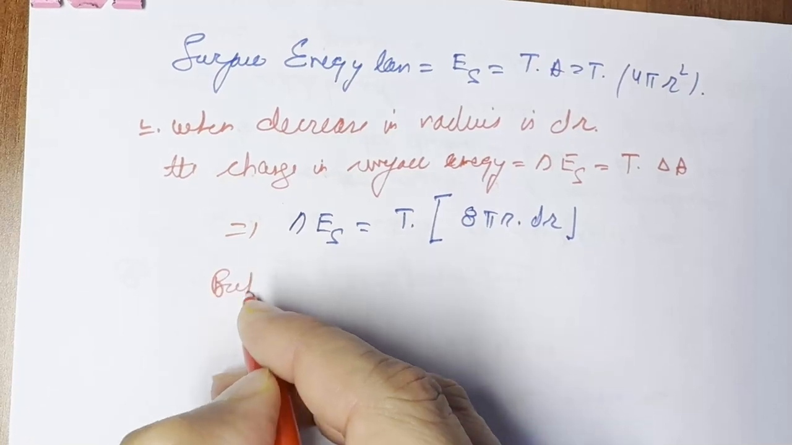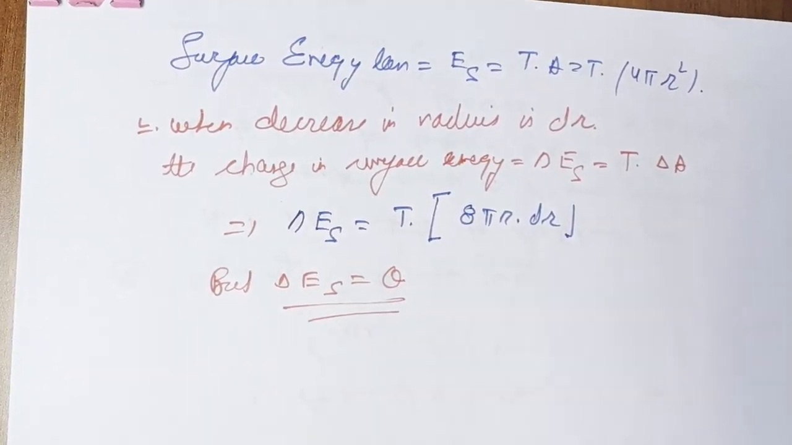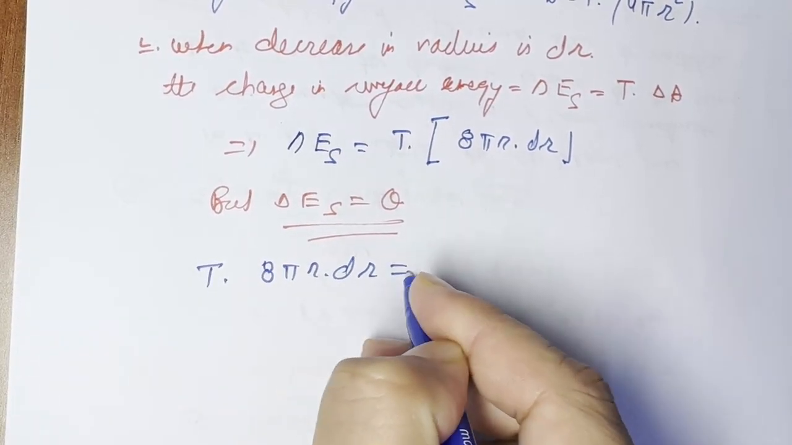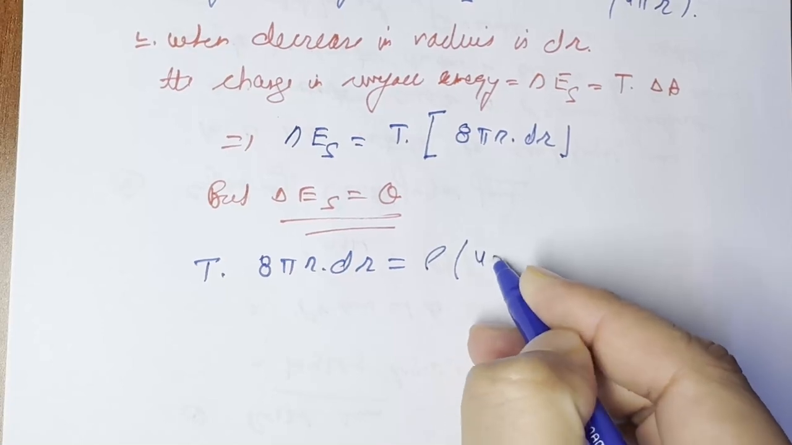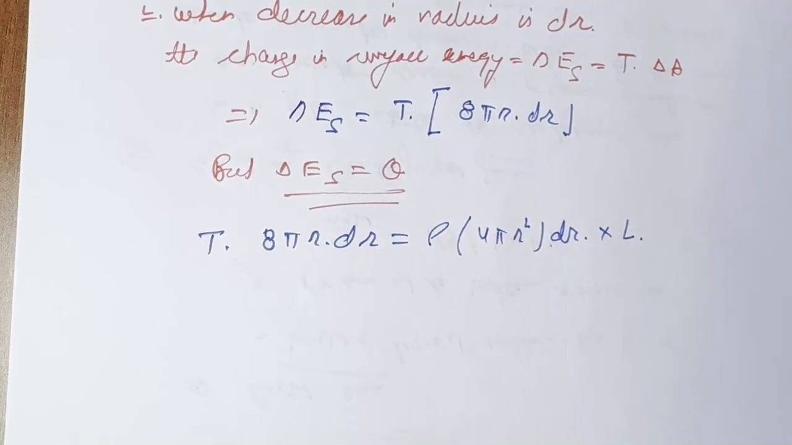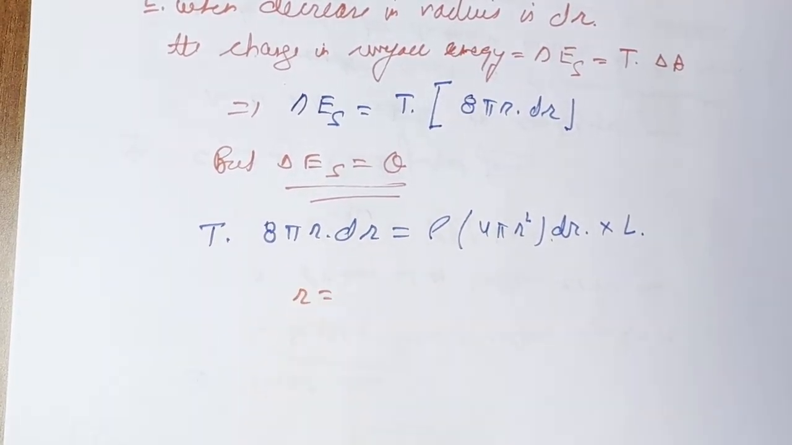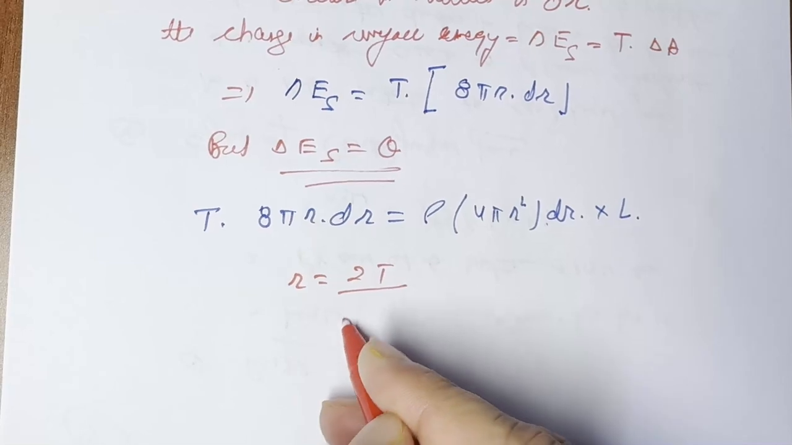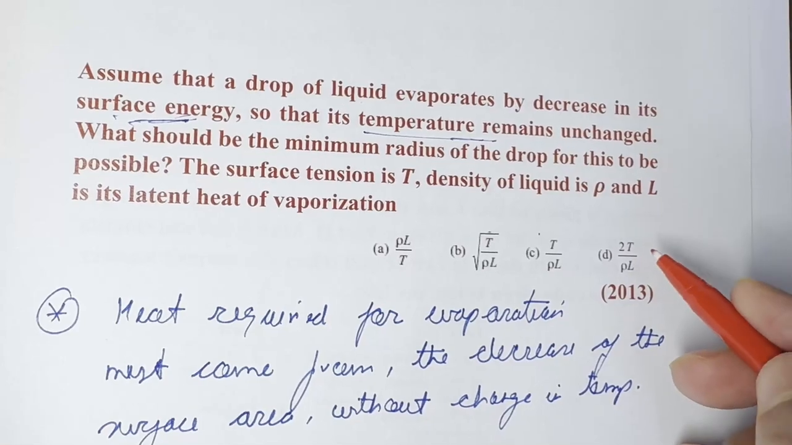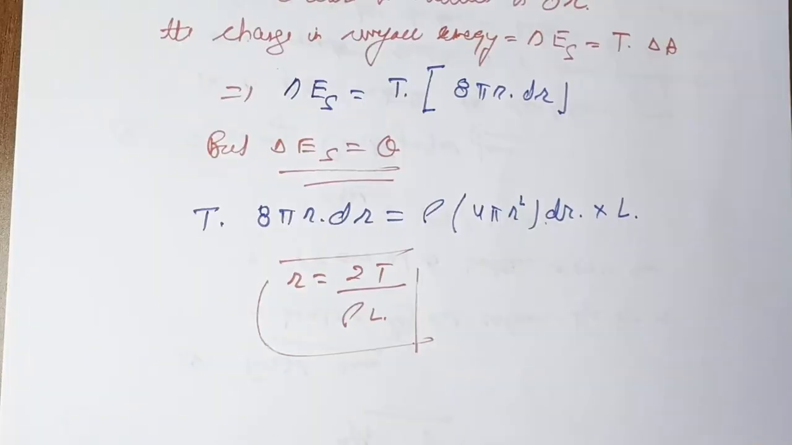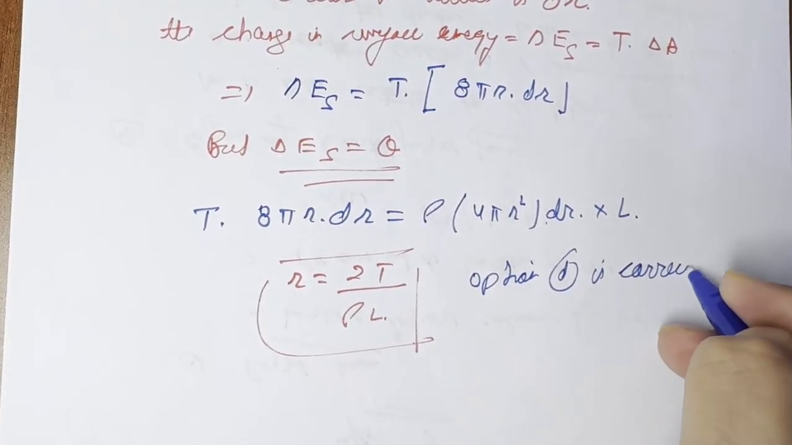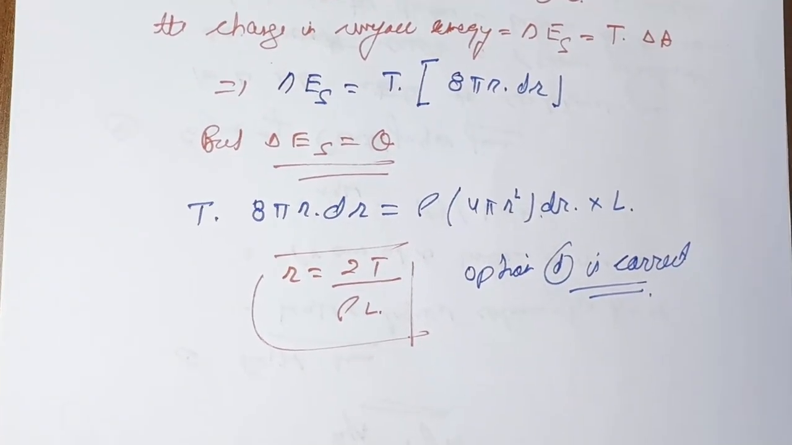We said delta ES is equal to Q. We substitute both values. We get T multiplied by 8 pi R multiplied by dr is equal to Q, that is rho 4 pi R square multiplied by dr multiplied by L. So this gives us that our R is equal to 2T upon rho L. This is the value of the radius, and among the options available to us, option D is the correct option. So this completes the question. Thank you.